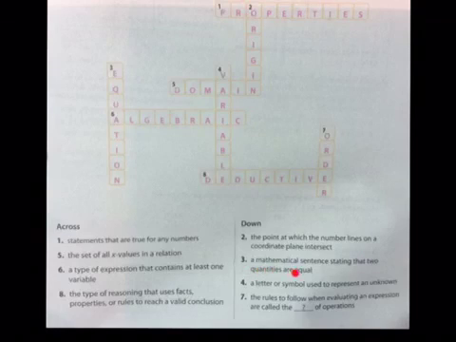Number 3, a mathematical sentence stating that two quantities are equal: an equation. A letter or symbol used to represent an unknown. Well, we call that a variable. Where is it? There it is, a variable. And number 7, the rules to follow when evaluating an expression are called the blank of operation. Do you remember this? The order of operation, which is PEMDAS. Now, it seems a lot easier when you have the answers there.